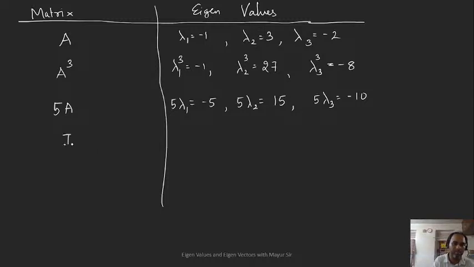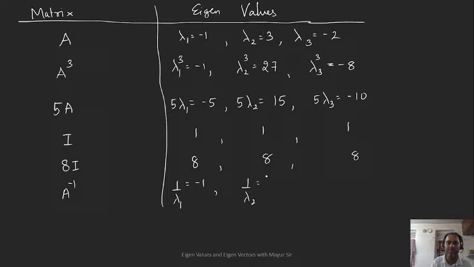For I, you have eigenvalues 1, 1 and 1. So 8I eigenvalues are 8, 8 and 8. A inverse eigenvalues are 1 upon lambda, as we had seen in the property. So it is 1 upon lambda 1, so that is -1. 1 upon lambda 2, which is 1 upon 3. Then lambda 3 is -1 upon 2.